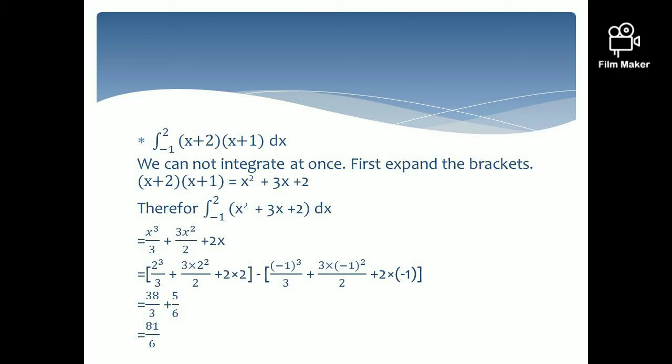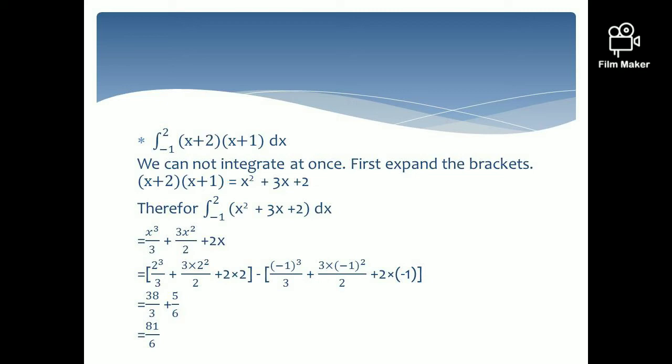Then after that, you can replace x plus 2 times x plus 1 with x squared plus 3x plus 2. Then if you use the usual integration theorems, you will receive the answer x cubed over 3 plus 3x squared over 2 plus 2x. Then we have to follow up with the next steps. Substitute the upper boundary 2, minus substitute the lower boundary minus 1.